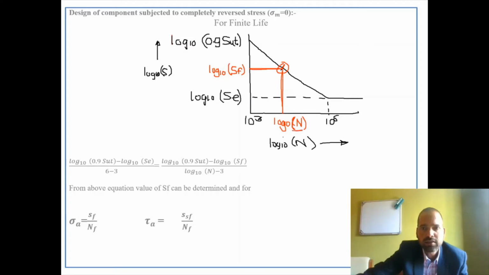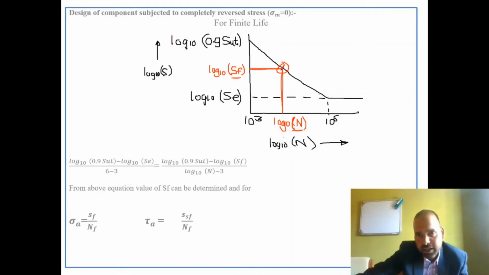So at that point, the number of stress cycles is log to the base 10 N, and on the y-axis, the intercept is log to the base 10 SF. So to find out any one unknown value from this SN diagram, either strength or number of stress cycles, we take the equal angle triangle method. So what is that equal angle triangle method? If you discuss this formula, the numerator and denominator on the left side and numerator and denominator on the right side are from the equal angle triangle method.